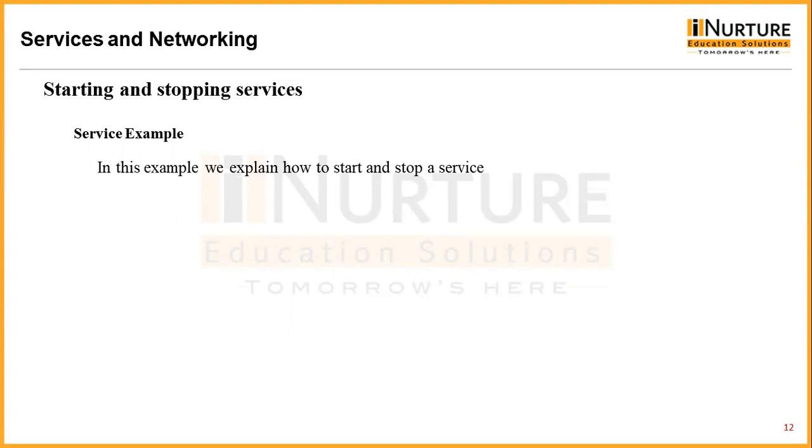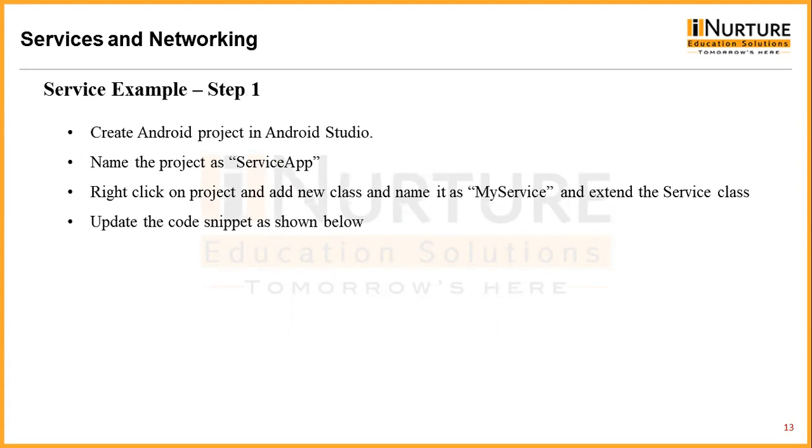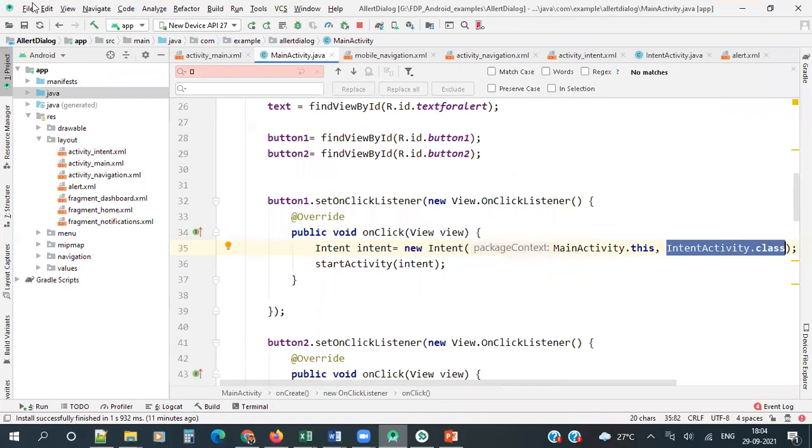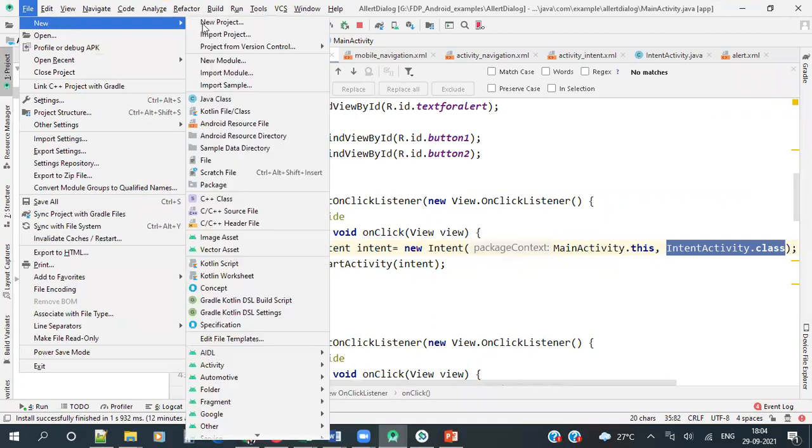So, service example. This example explains how to start the activity. Create an Android project. Here we have the step-by-step process. We need to create the application in Android Studio with the name service app. Shall we follow the steps? Simple way, even you can try at home.